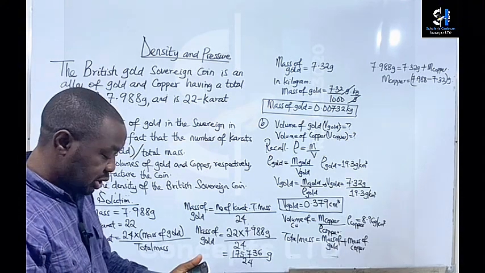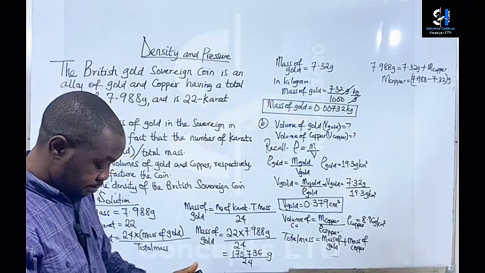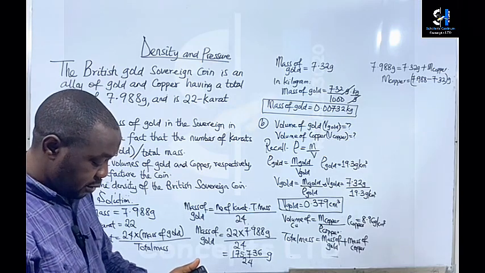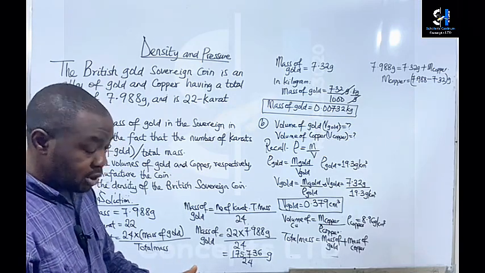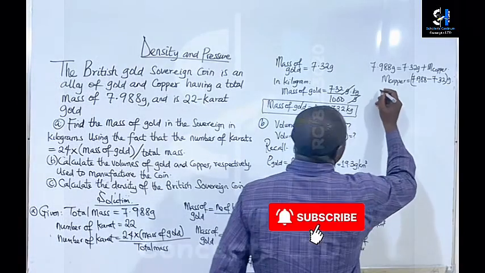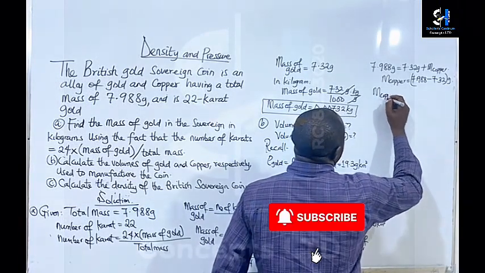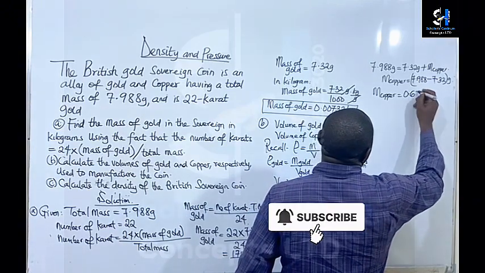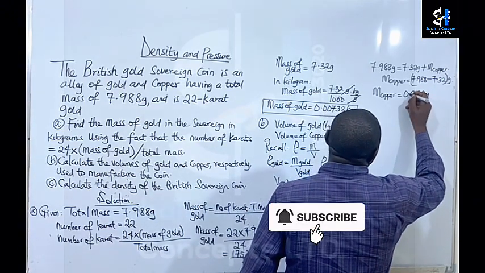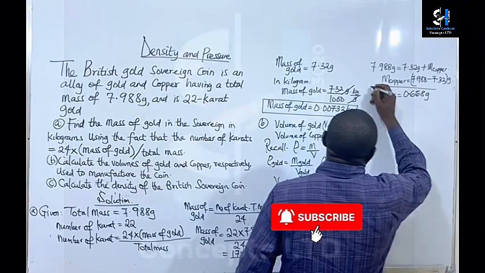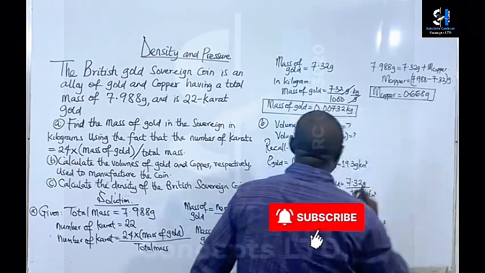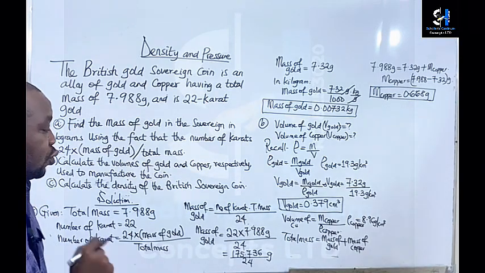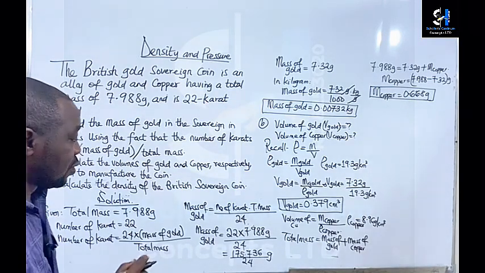Okay, so what is 7.988 minus 7.32? That would be 0.668. So mass of copper will be 0.668 grams. So this is the mass of copper. Yes, mass of copper in grams, not in kilograms. So now let's calculate the volume of copper.